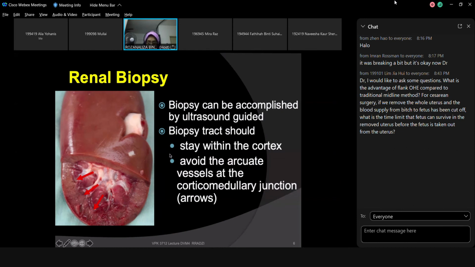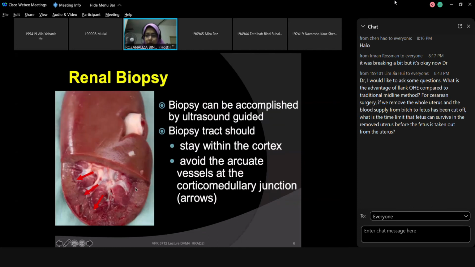Now, common procedures performed on the kidney. One of them is renal biopsy. It's more often done by Dr. Lau, ultrasound guided. Sometimes if they need a bigger piece of the kidney, they refer to me, so we do an open surgery, okay? With ultrasound guidance, you want to avoid the arcuate vessels at the corticomedullary junction. This is the arcuate vessel, so you want to be careful. If you're not very clear here, take your own initiative and open up the anatomy books to find out what those vessels are, okay?